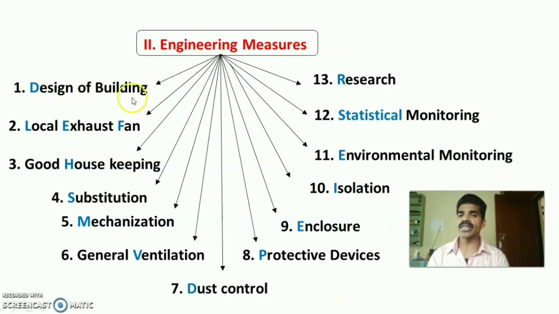So first one is design of building, second one is local exhaust fan, third one is good housekeeping, fourth measure is substitution, fifth one is mechanization, sixth one is general ventilation, seventh one is dust control, eighth one is protective devices, and ninth one is enclosure, 10th one is isolation, 11th one is environmental monitoring, 12th one is statistical monitoring, and last one is 13, that is research. Let us discuss in detail about all these 13 measures under engineering measures.